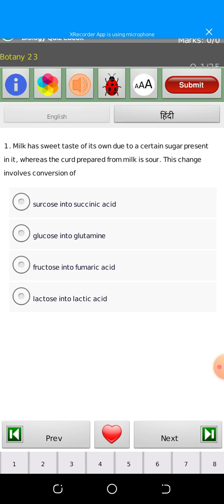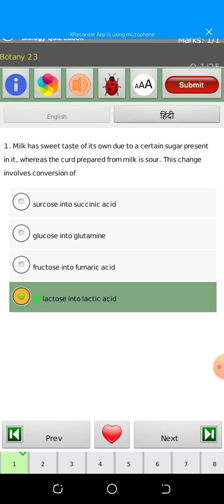So let's start. First question: milk has a sweet taste of its own due to a certain sugar present in it, whereas the curd prepared from milk is sour. This change involves conversion of sucrose into succinic acid, glucose into glutamine, fructose into fumaric acid, lactose into lactic acid. This change involves conversion of lactose into lactic acid.